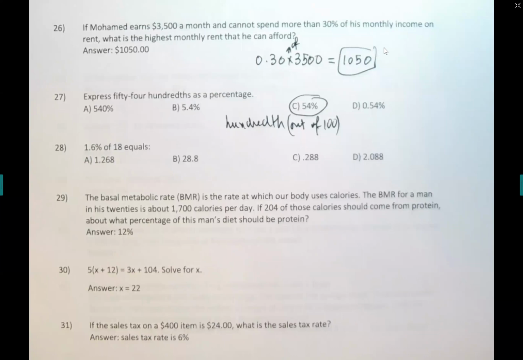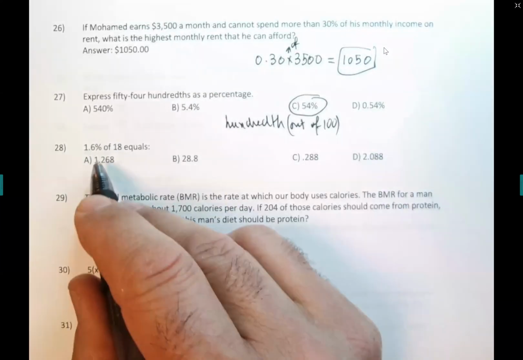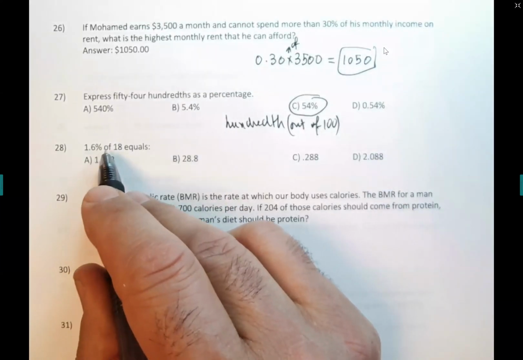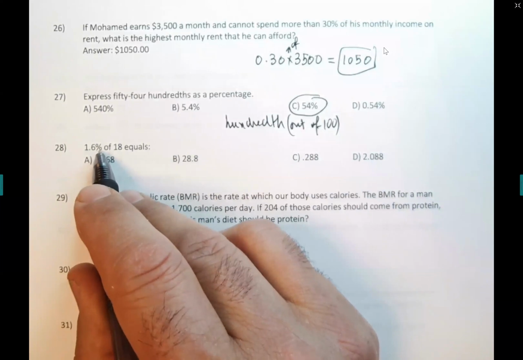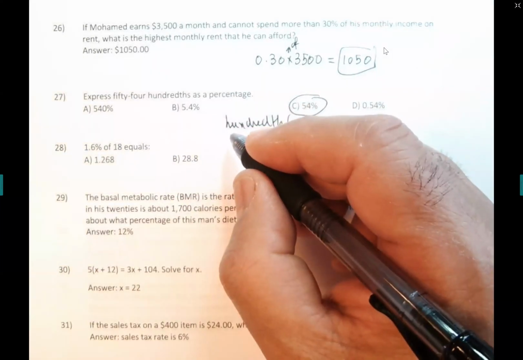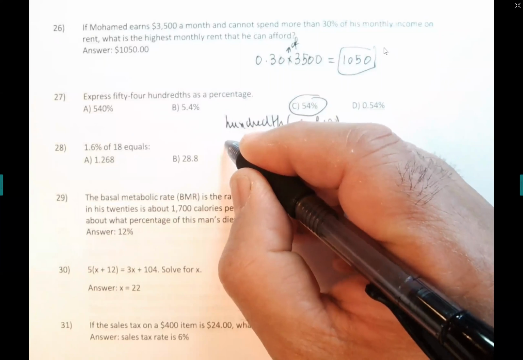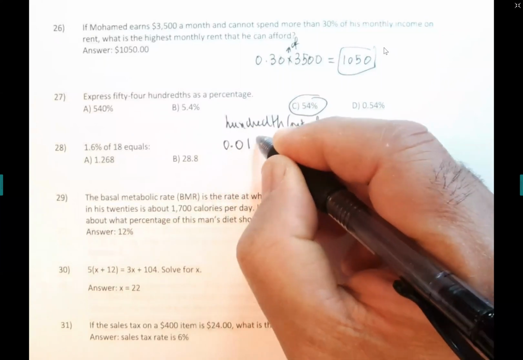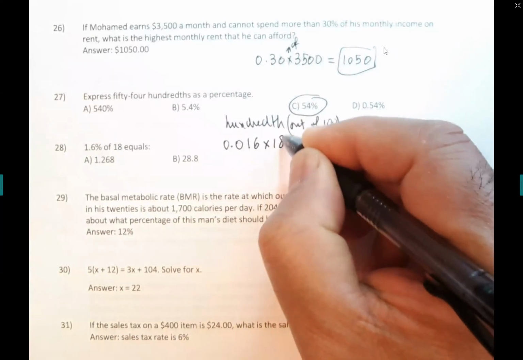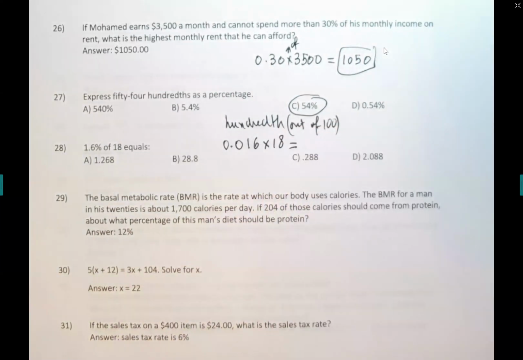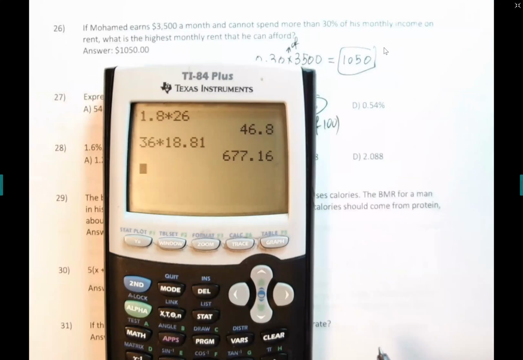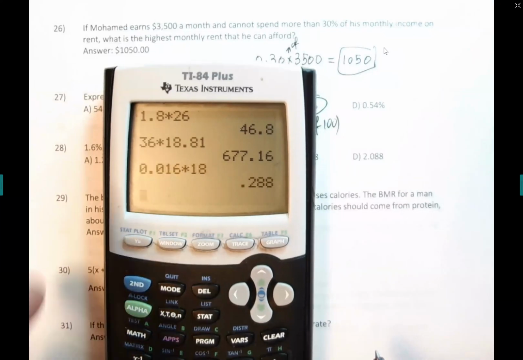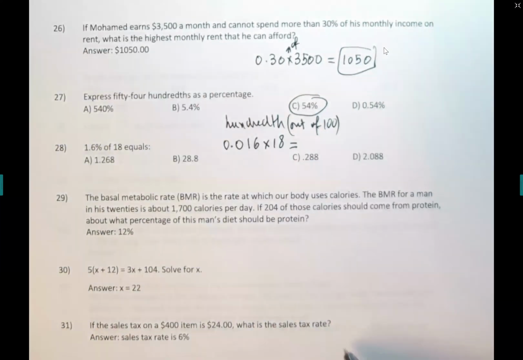1.6% of 18 equals. Okay, in order to do calculations, you need to change the percent to a decimal. So what is 1.6%? You have to move the decimal 2 digits to the left. So it will be 0.016 times 18. And you can use the calculator that pops up to do the math here. I got 0.288.